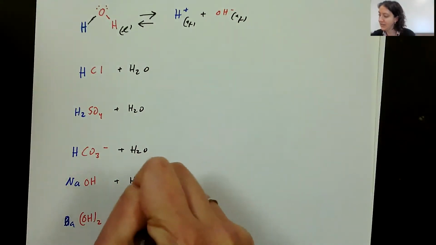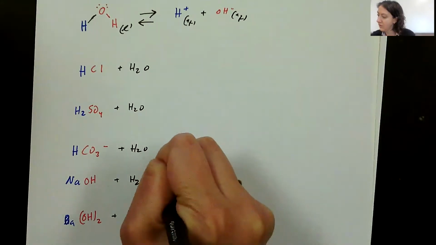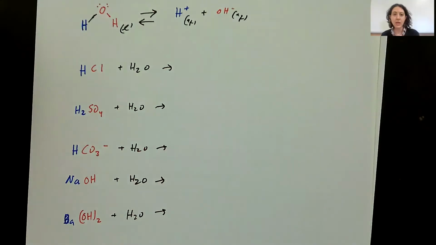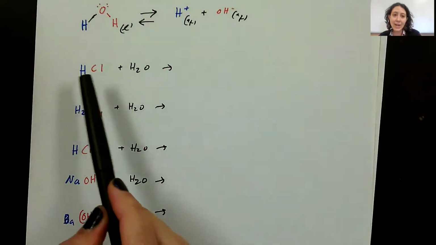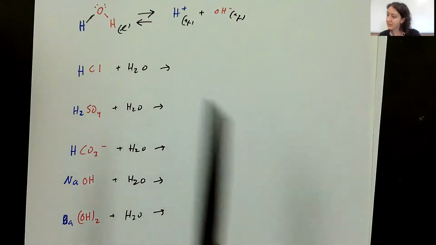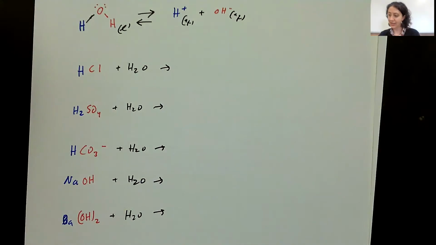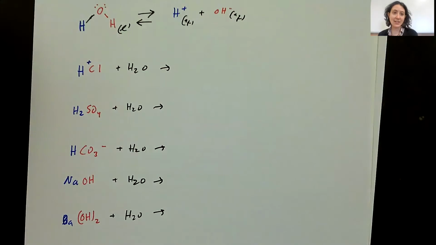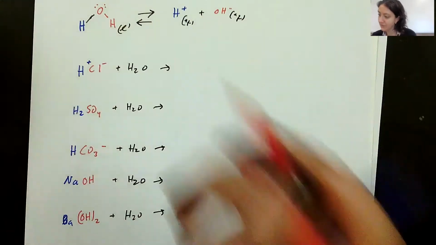This should all make sense. Draw some arrows in here. Okay, so in this particular case, when HCl dissolves, you're going to end up with two separate ions: the H plus ion and the Cl minus ion. Those are the two ions when it dissolves.